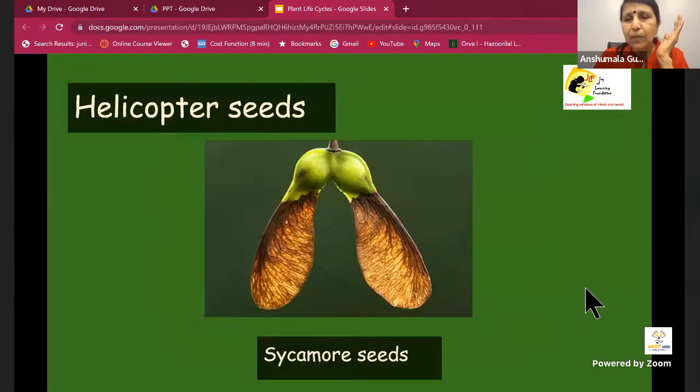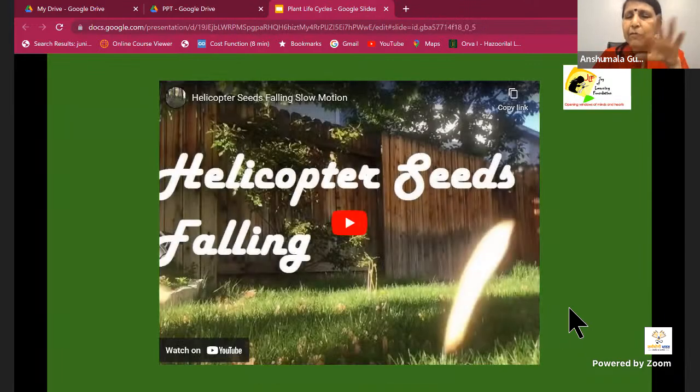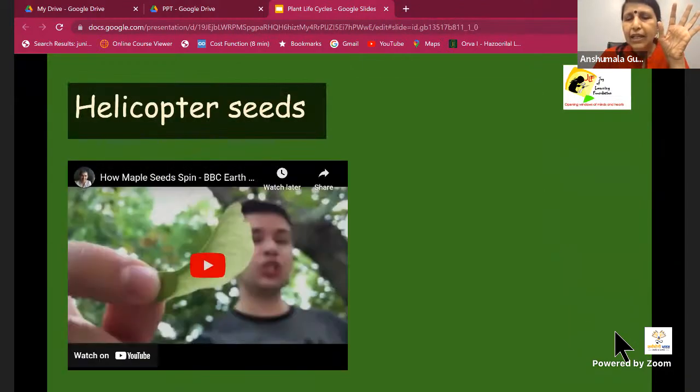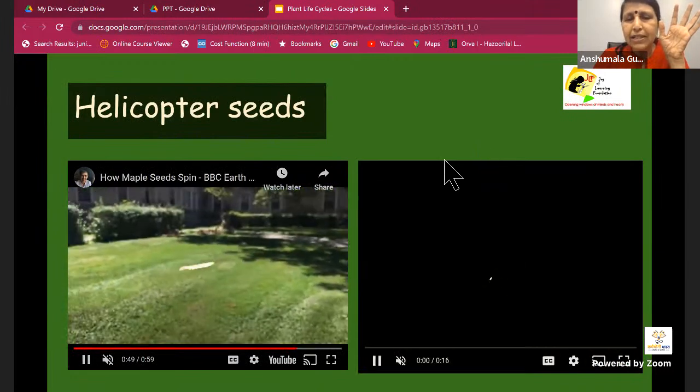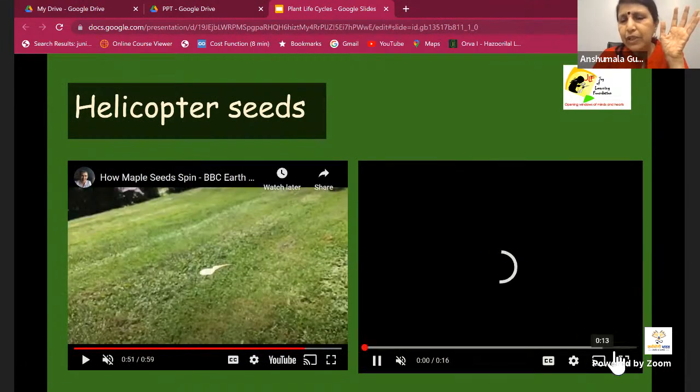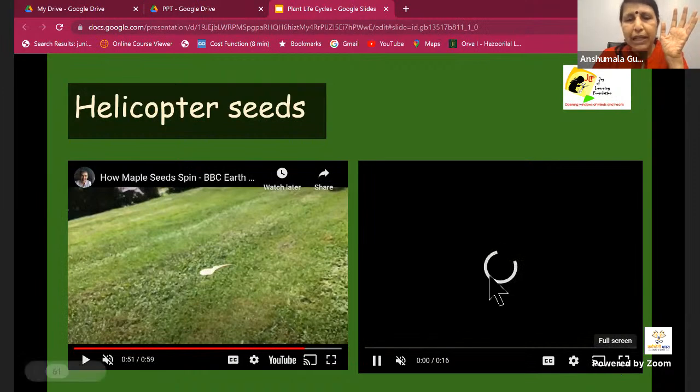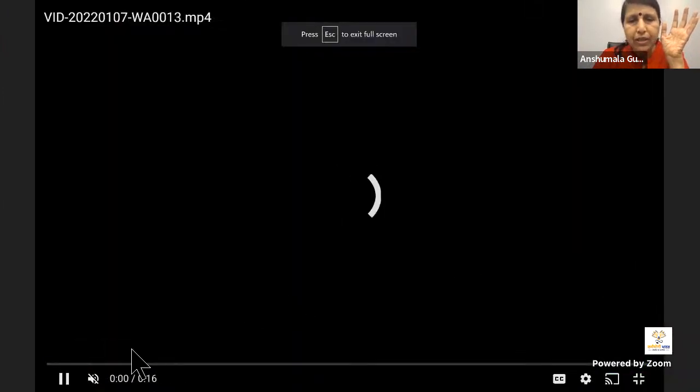These are called helicopter seeds, seeds which have wings so that they come down like a helicopter. This is one particular plant, but we have plenty of these in India. Helicopter seeds is a common word given to them. It's not a technical word, but I'll show you a video of our own.